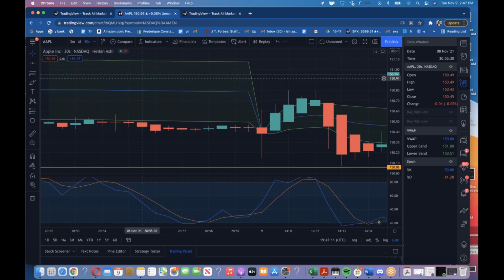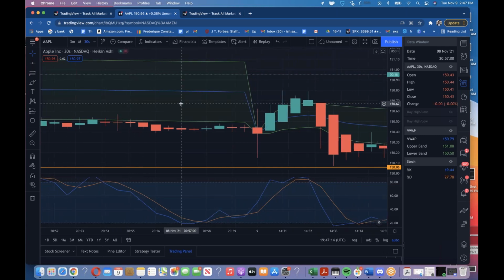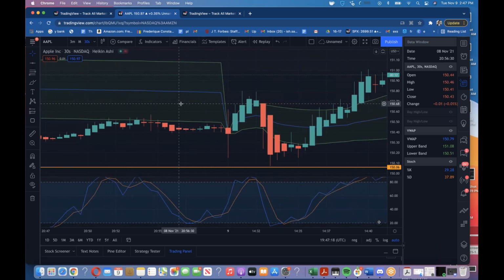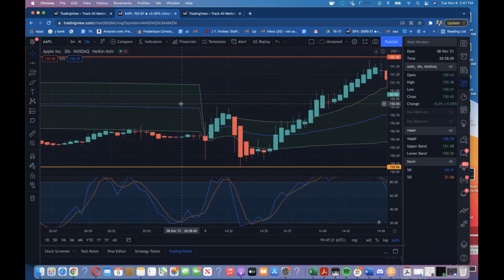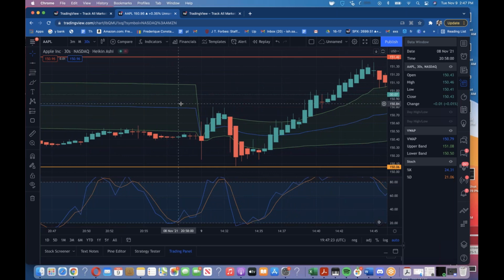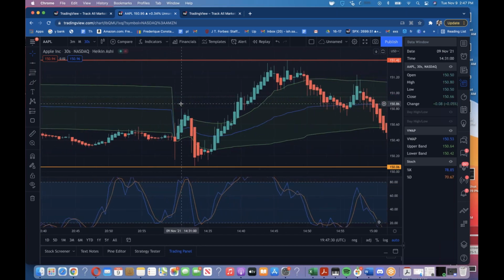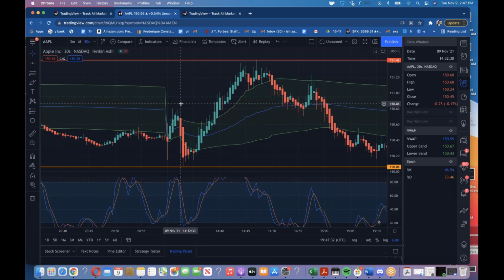And needless to say, immediately after that, what do we get? Boom, LOD all the way up to HOD, right? So now we're like, oh, shoot, we hopped in short, but then we got burned. But now we're looking at long, but now we've chopped, and we've come back down to the LOD, right? So obviously Apple's a complete chop fest, but that's why we allow 5, 10, sometimes even 15 minutes, usually not.